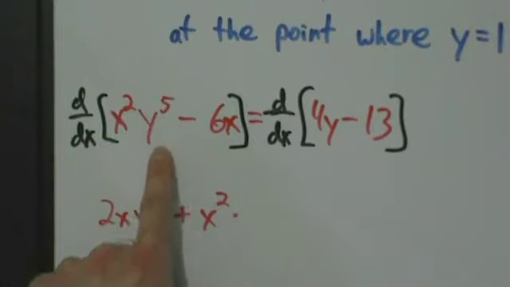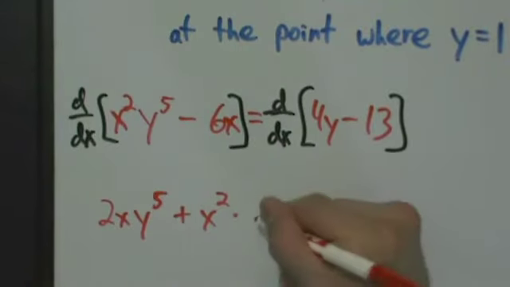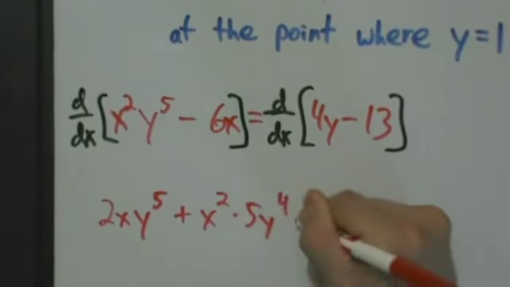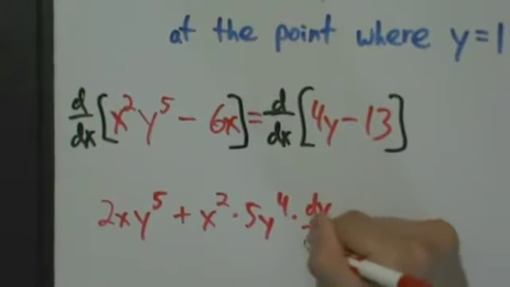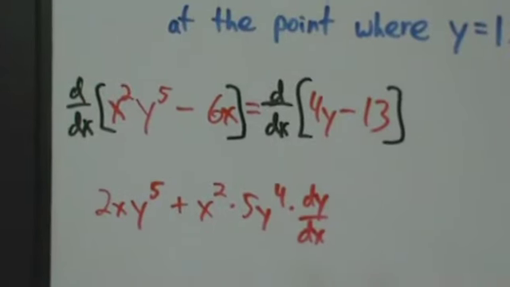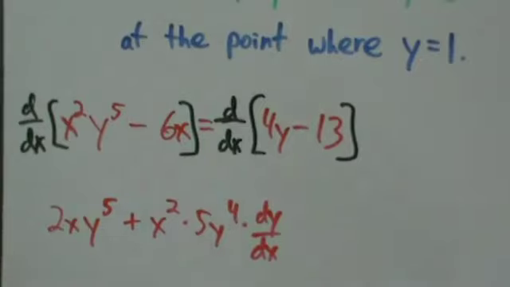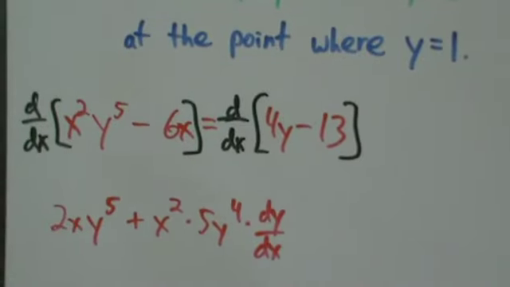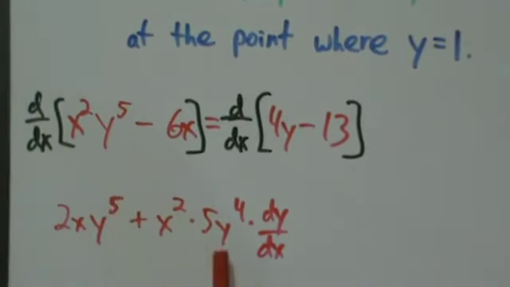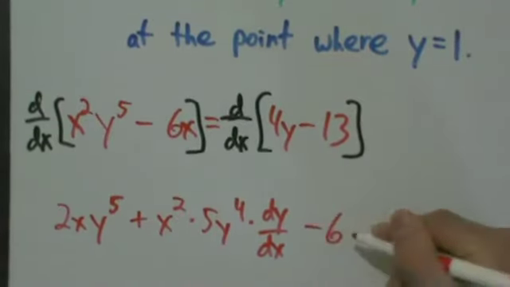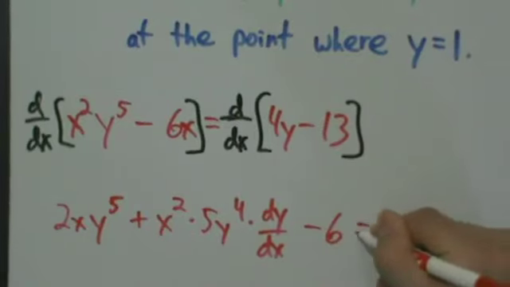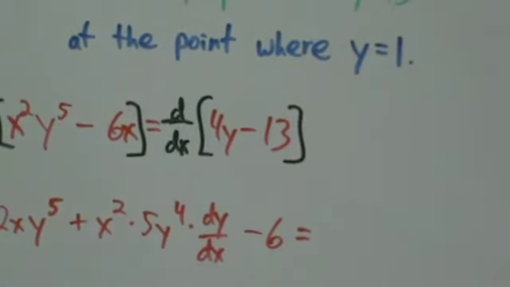So the derivative of y to the fifth is just 5y to the fourth times dy dx, because remember we're doing implicit differentiation, and implicit differentiation is just the chain rule. And then the second term, minus 6x, the derivative of that with respect to x is just minus 6. So that's good. Now what happens on the right side?